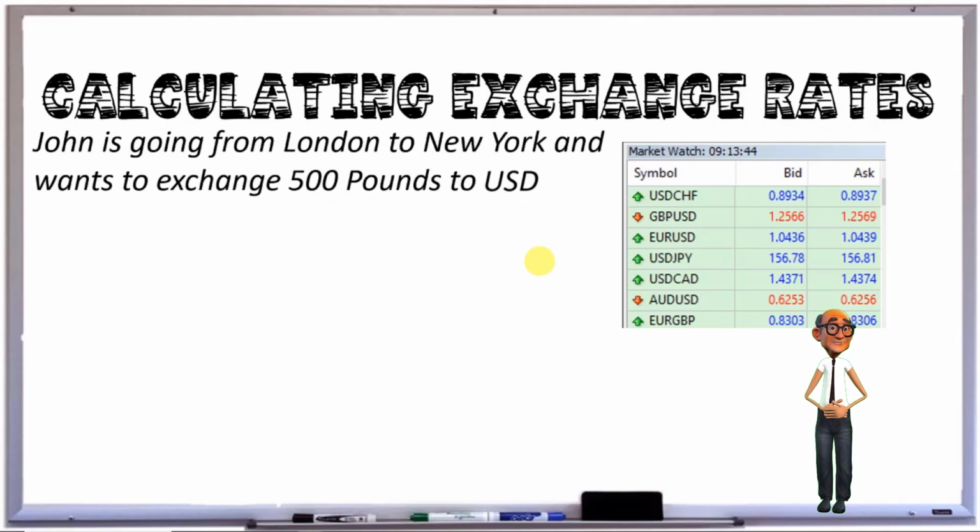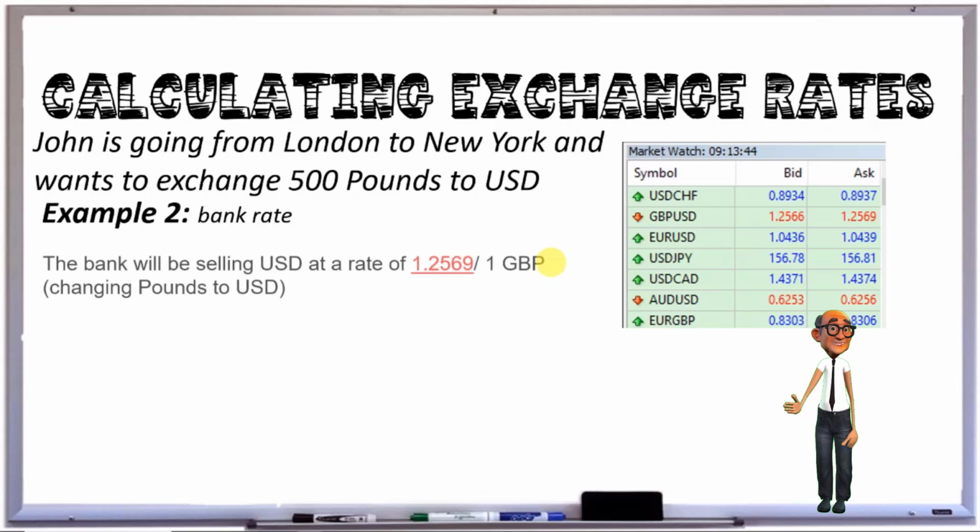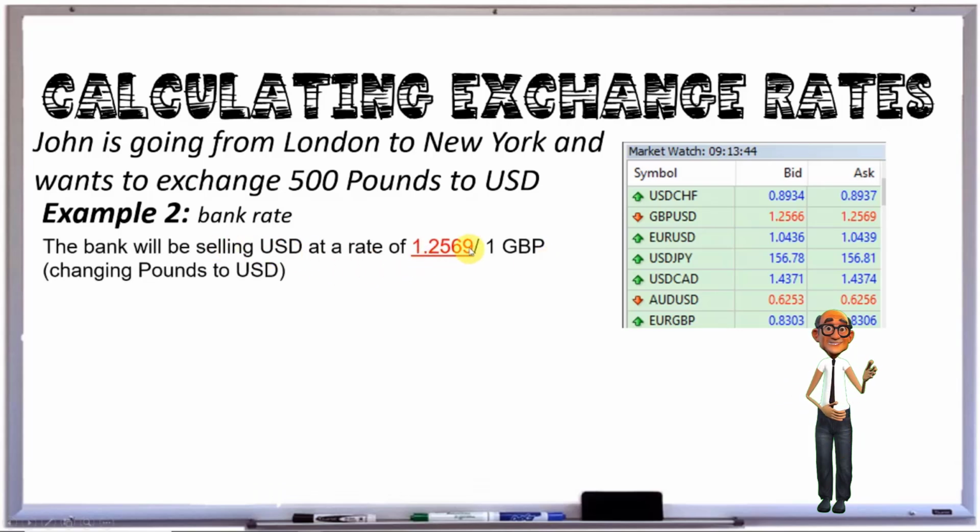Righto, we're going to be checking the solution over here. Let's see example 2, the bank rate once again. Firstly, here it comes. We will be using the asking price, because don't forget the bank is selling, right? And that is the selling price, so that is the price that they will be charging us.